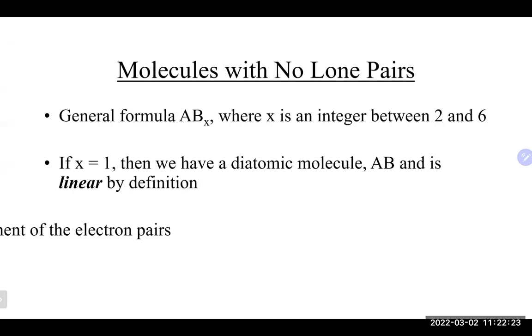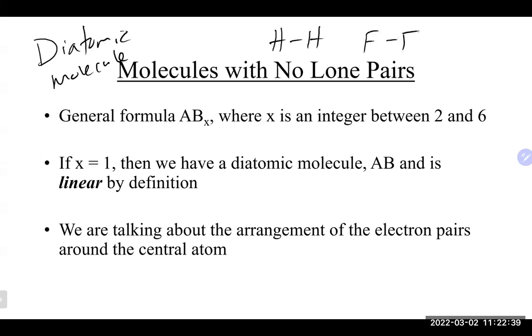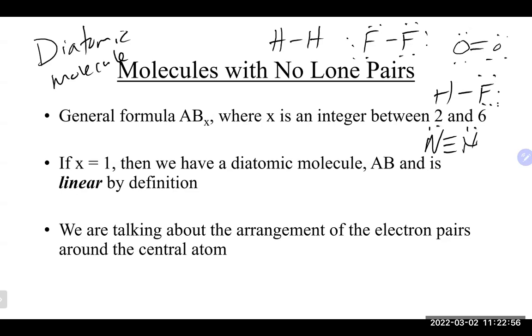First off, the simplest one you could talk about is a diatomic molecule. When we have a diatomic molecule, you pretty much only have two things, like H2, F2, O2, HF, N2. It doesn't matter if it's two of the same element or two different elements, or if it's got a single bond, double bond, or triple bond.